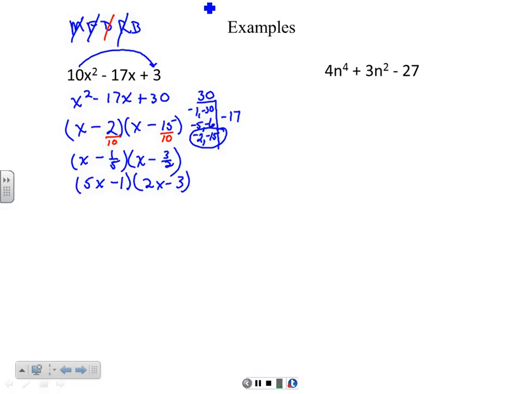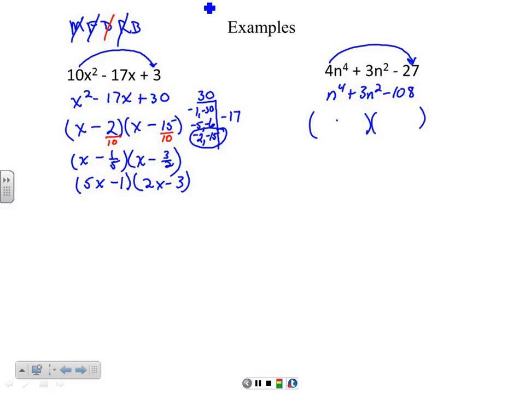Okay, the problem on the right, it's a trinomial. My leading coefficient is not 1, and there's nothing in common. Remember, you need to check all of those. So what I'm going to do is multiply the 4 into the 27 and get 108. So we have n to the 4th plus 3n squared minus 108. Alright, so let's factor this new trinomial.